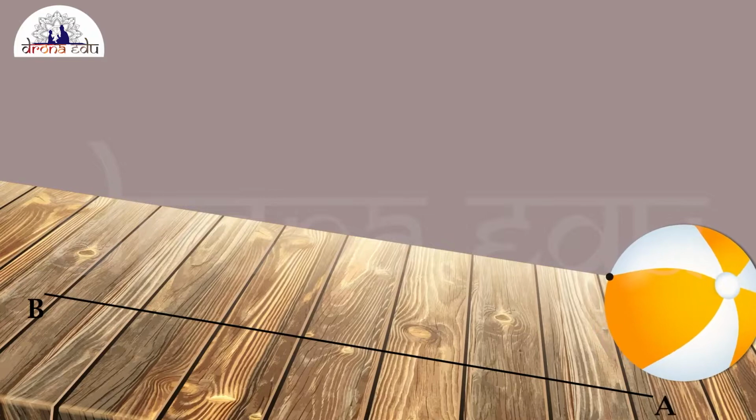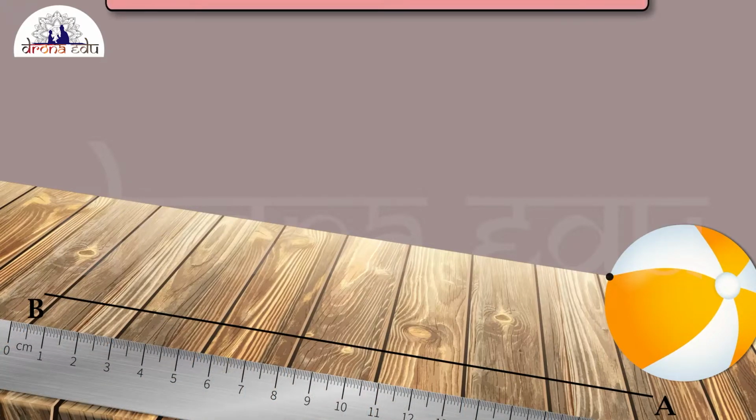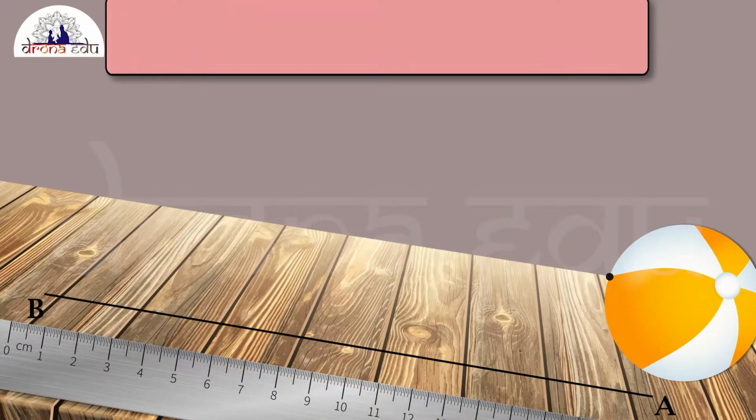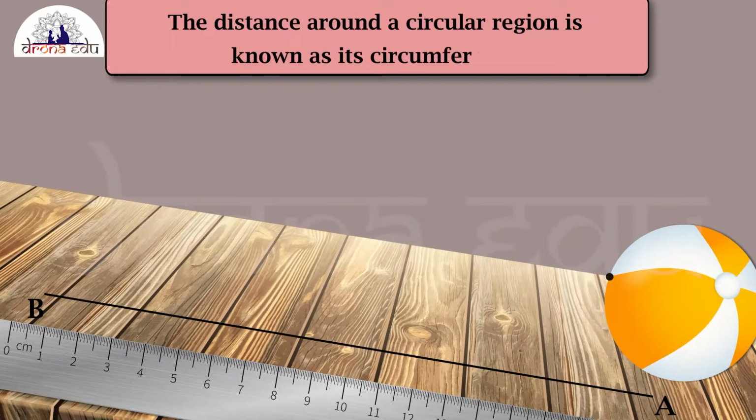So the distance between B and A gives the circumference of the circular shape. The distance is found by using a ruler placed along AB. So here we can say that the distance around a circular region is known as its circumference. So here we came to know the circumference.